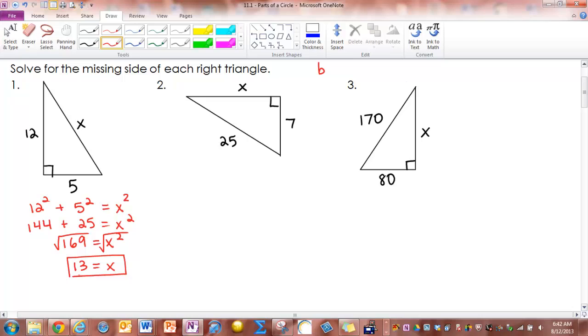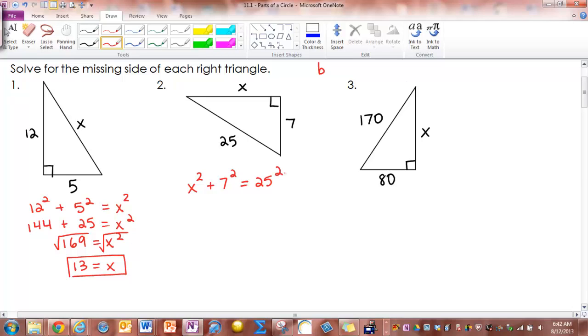In the second example, my x is no longer on the hypotenuse, it's on one of the legs. So I'm going to start by putting it in the A spot. Now it could just as well go in the B spot, but just not on the C, which is the hypotenuse. So x squared plus the other leg is 7, so 7 squared equals the hypotenuse 25 squared.